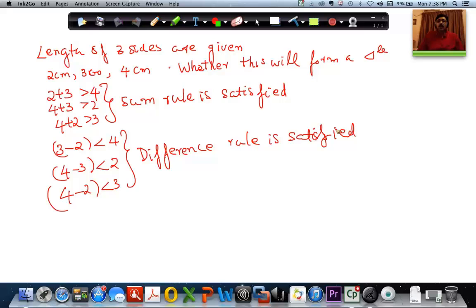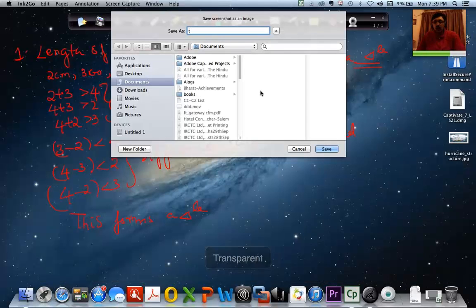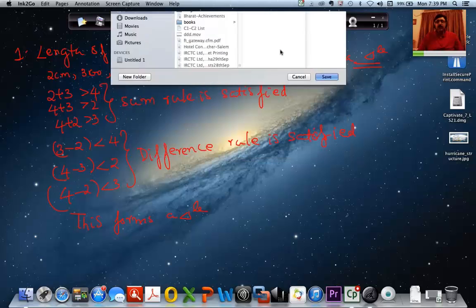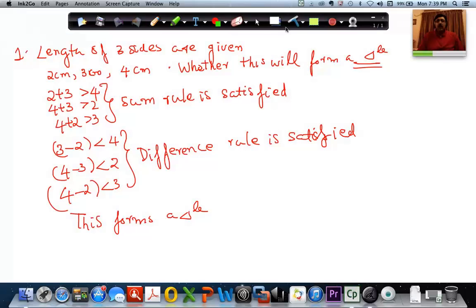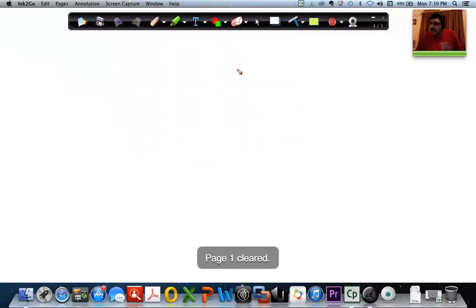So since both the sum rule and difference rule are satisfied, this has to form a valid triangle. This is a very simple problem where, given the lengths of three sides, we're checking whether they can form a triangle. Okay, just quickly save this, save, replace. All right, let's get into the next problem.